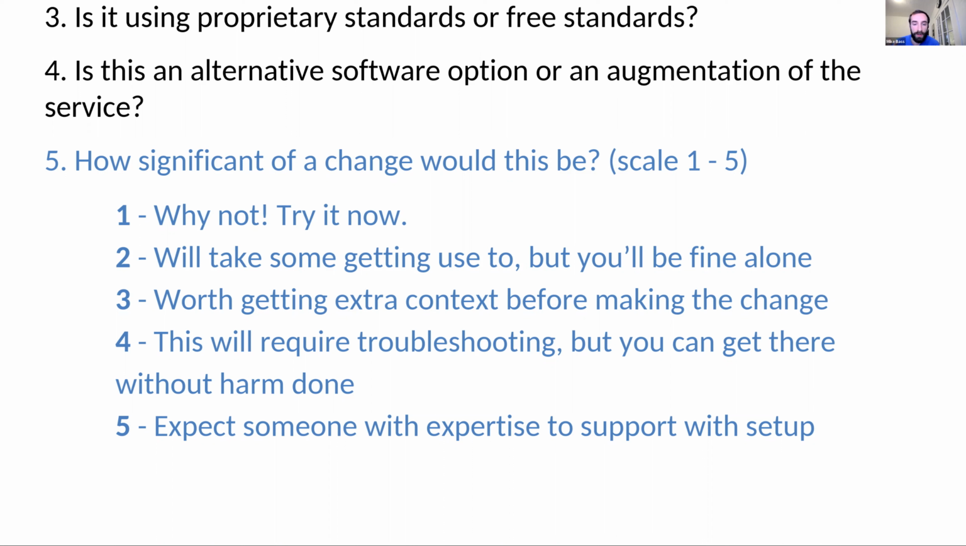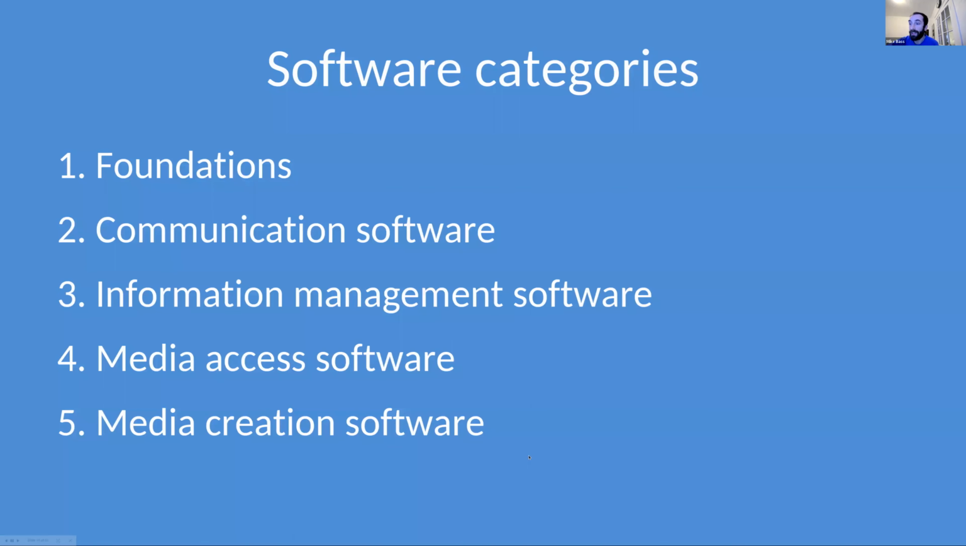Okay, so we know that we want to use free software, and we have a framework for assessing our current software use and seeing better options. So let's dive in. I have this split into a few sections. We're going to walk through, again, almost 20 examples. The first 4 are foundations, then communication software, then information management software, then media access software, then media creation software.